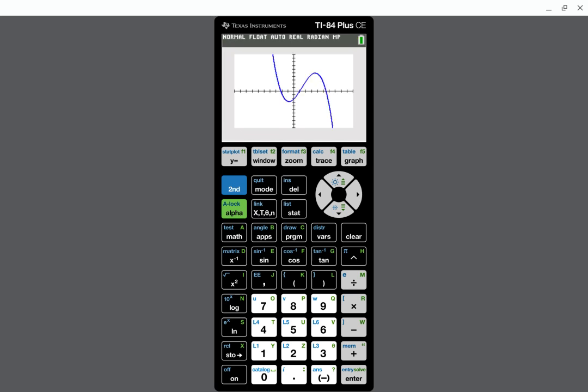So we want to find out where's that valley, how low is that valley? That'll be a relative minimum. And then the height of the hilltop is called the relative maximum. And then there's three places where it crosses the x-axis. Those are called zeros.